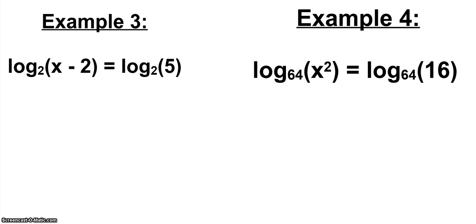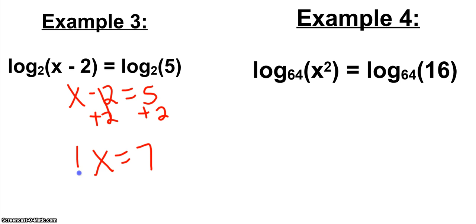Alright, next one. We got log base 2 of x minus 2 equals log base 2 of 5. So for these types of problems, we have two logs that are set equal to each other. Since they have the same base, we can set our arguments equal to each other. So x minus 2 has to equal 5. And then we're just going to solve for x. So in order to do that, I have to add 2 to both sides. So that'll cancel. So x equals 7.